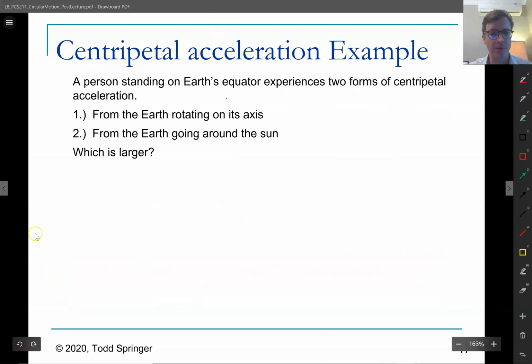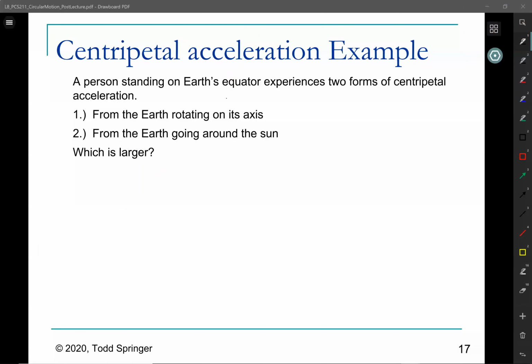Here's a quick example about centripetal acceleration. You may not believe it, but you are experiencing centripetal acceleration right now. And that's because the Earth is rotating. The Earth is a sphere, rotating around its axis, so you are actually traveling in a circle as the Earth rotates around its axis. And not only that, but the Earth is also rotating around the Sun. So there's another circle in there. It's an ellipse, but it's close to a circle. And so you're also feeling a centripetal acceleration because of the Earth going around the Sun. So this is a simple question: which one is bigger, the acceleration from the Earth rotating on its axis, or from the Earth going around the Sun?